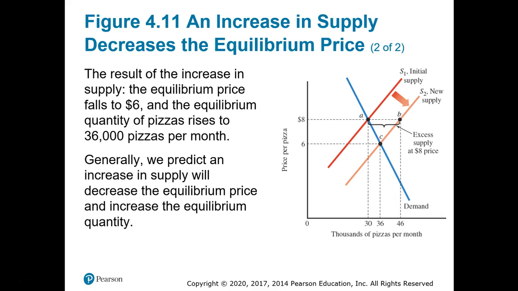The result of this increased supply, the equilibrium price falls to 6. The equilibrium quantity of pizza rises to 36,000 per month. Generally, we can predict an increase in supply will decrease the equilibrium price and increase the equilibrium quantity. We just don't know how much. We can plot it after the fact.